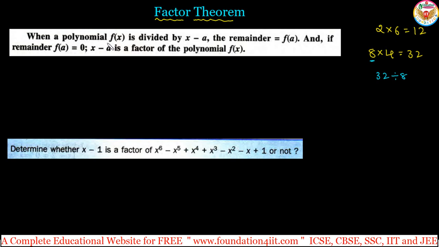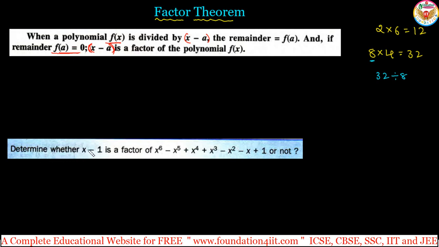When a polynomial f of x is divided by x minus a, then the remainder is f of a. We discussed this previously. And if the remainder is 0, that is, if f of a is equal to 0, then x minus a is a factor of the polynomial. So we use the same thing: applying the remainder theorem, if the remainder is 0, then x minus a is a factor of the polynomial. Let us see here.